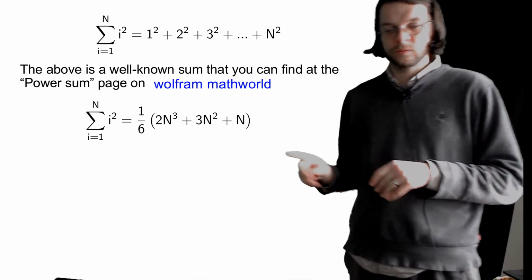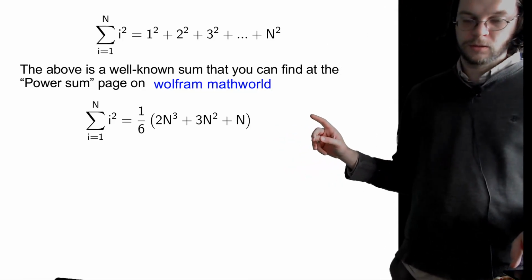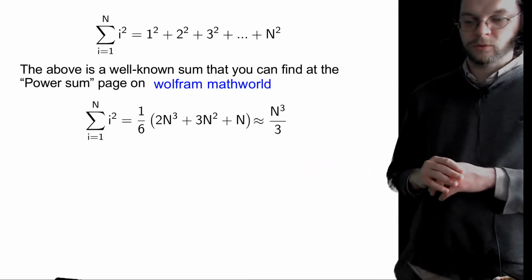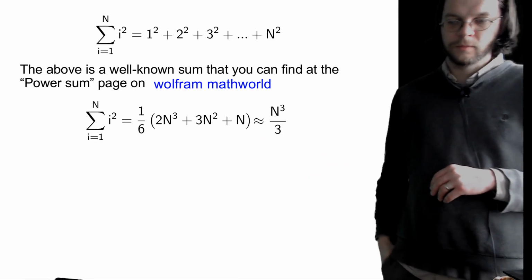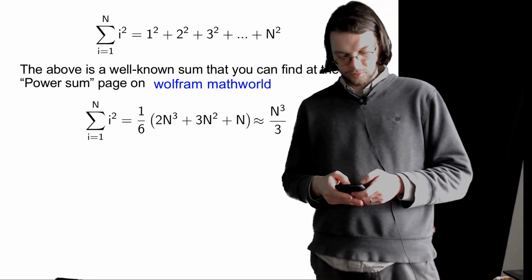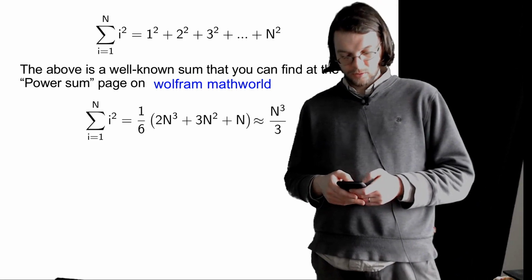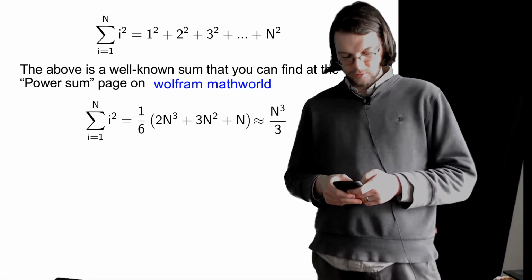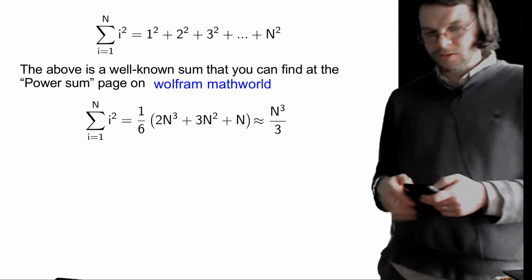And so we can approximate this as n cubed over 3. And in fact, that actually works moderately well even for n equals 3, right? So n cubed is 27, right? So 27 divided by 3, that gives us 9.